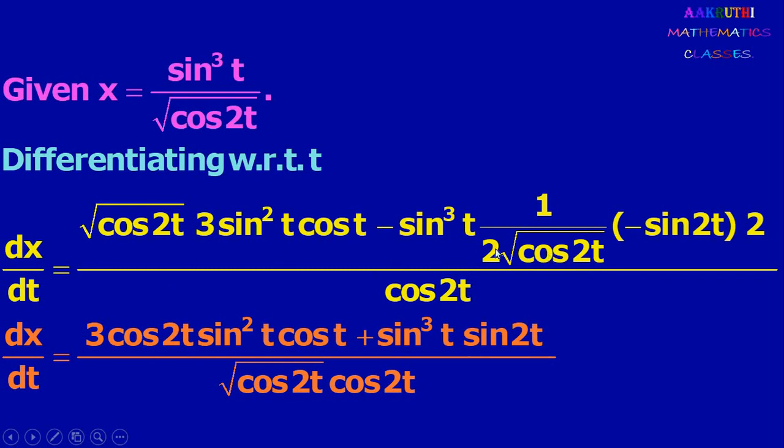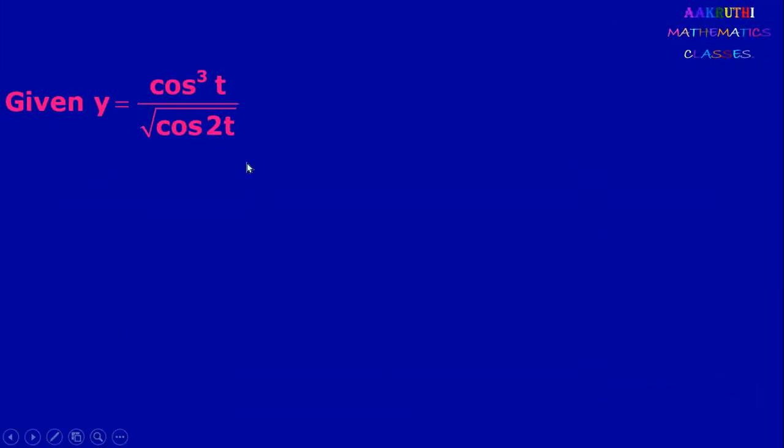And here you have to take LCM. LCM is root of cos 2t. So next it is given y equal to cos cube t divided by root of cos 2t.